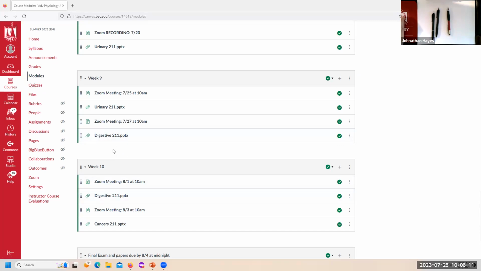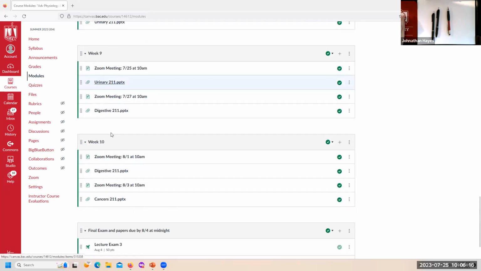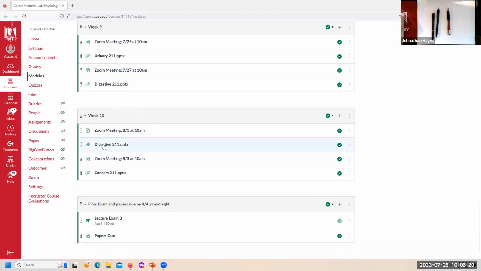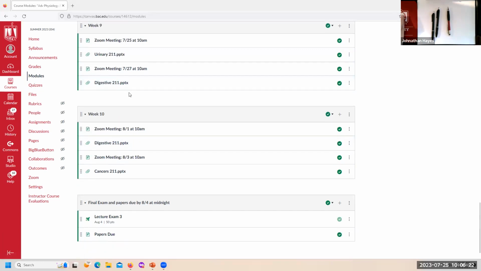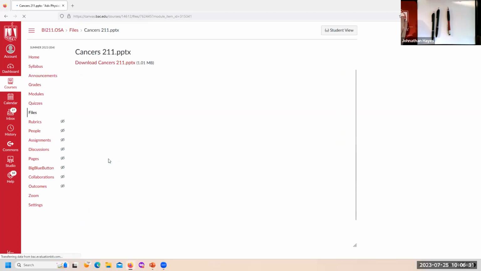So again, similar to urinary, we kind of did the basics last week. We're going to talk about the pathophys today. Digestive on Thursday this week, we're going to talk about the basics. Next week, we'll talk about the pathophys. And then cancers, we're going to kind of keep it pretty short. This is going to be essentially, I'll just go ahead and open it for you right now.